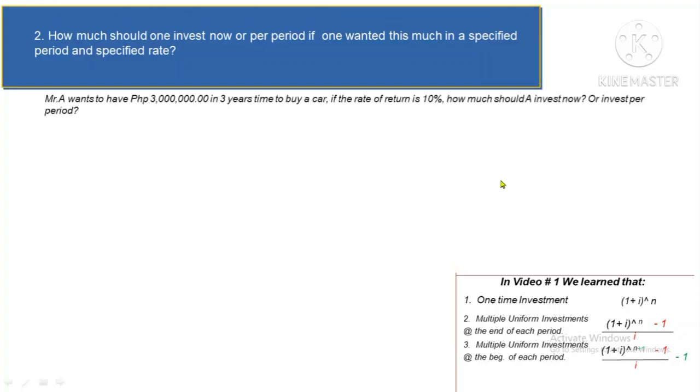Let's go now to the illustrative problem. Mr. A wants to have 3 million in 3 years because he wants to buy a car. The interest rate is 10% per annum. How much will he invest? So there are two cases here.